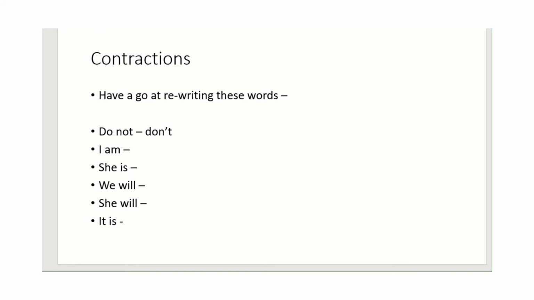Now then, I want you to have a go at rewriting these words. So I've done the first one for you. Look, do not becomes don't. So I am will become I'm. Can you remember that we remove the a? She is becomes she's. So we remove the i, don't we? We will and she will, we remove the W and the I, don't we? And it is, we remove the i, don't we?